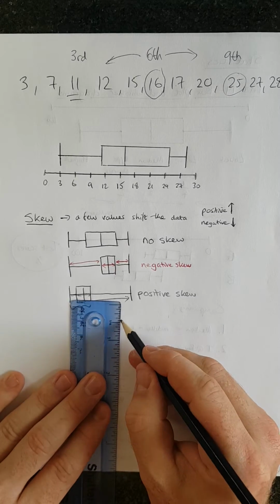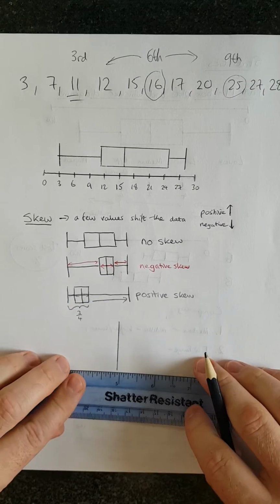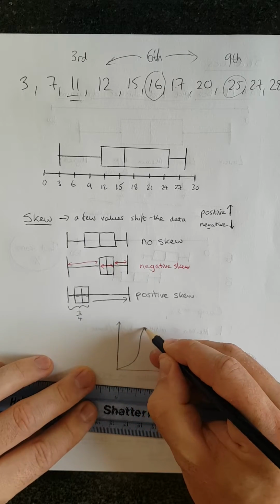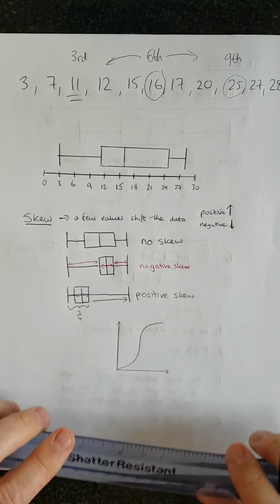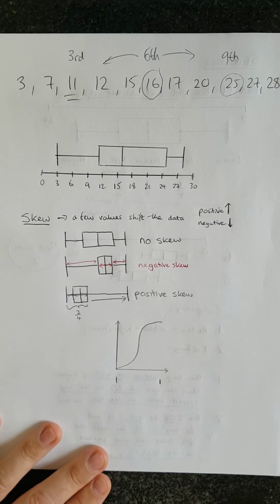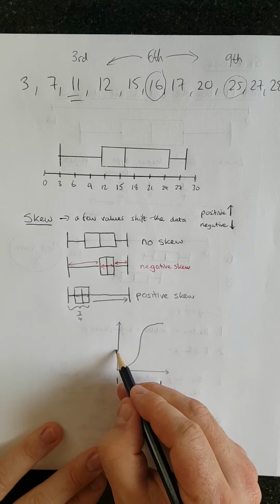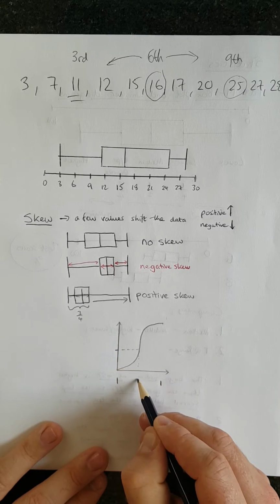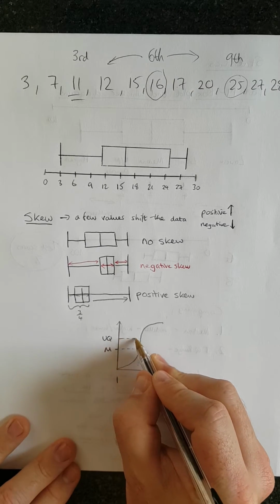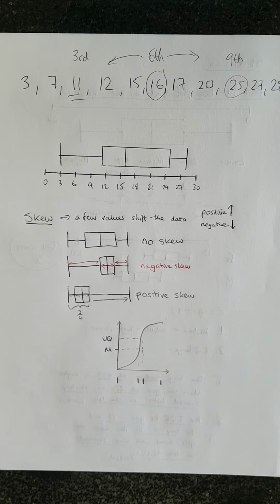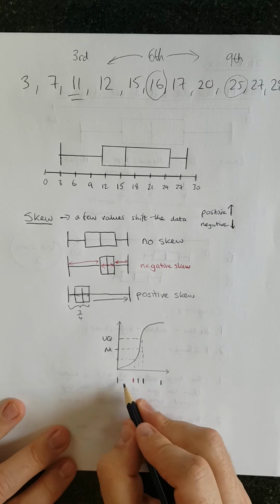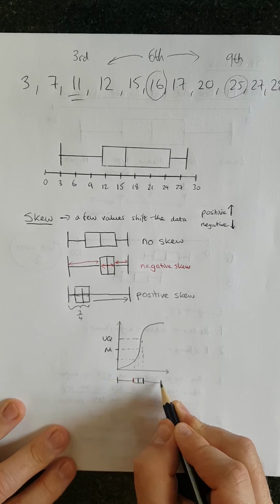It might help you, and it might seem obvious, that the 2 most recent things we've learned are linked. Here's a cumulative frequency curve. Here's the lowest value, and here's the highest value. Here might be the median. The upper quartile. And the lower quartile, making the box plot underneath.